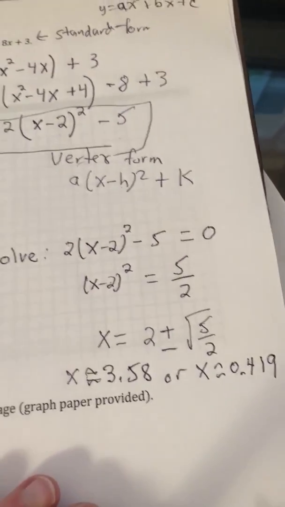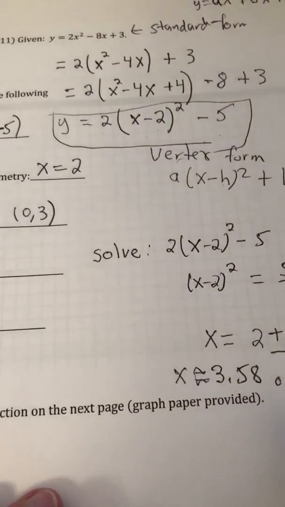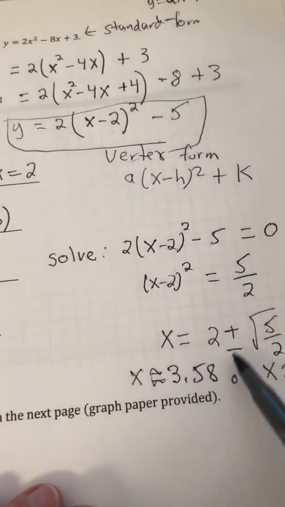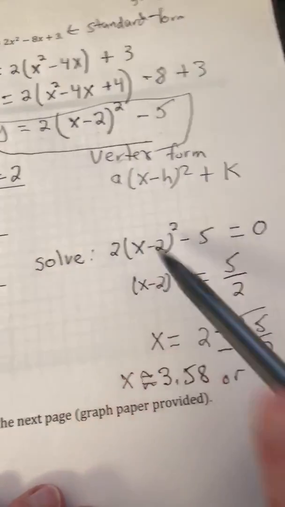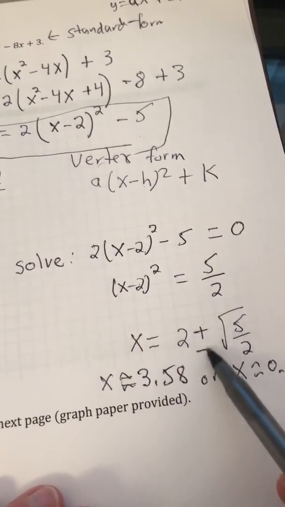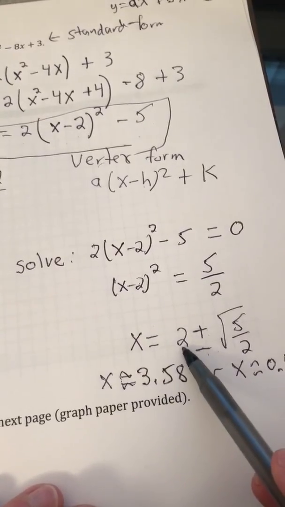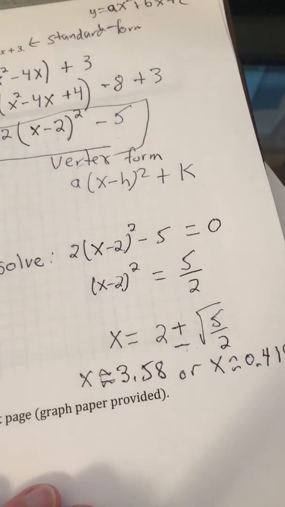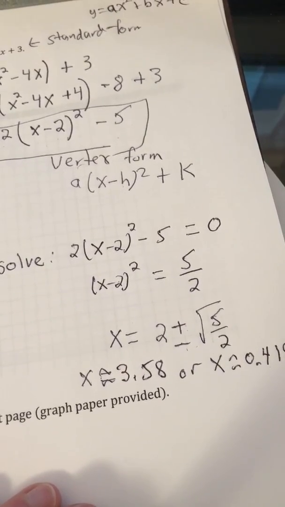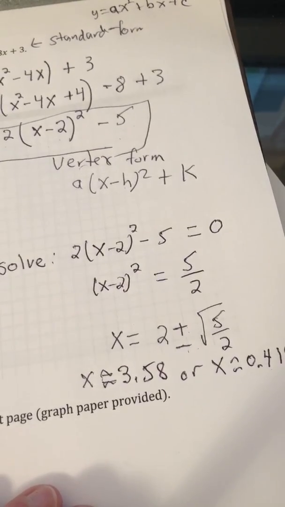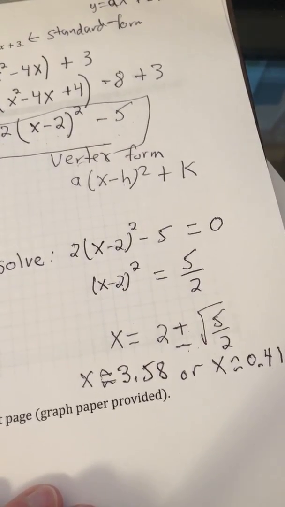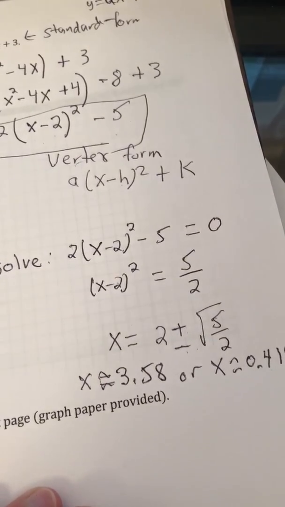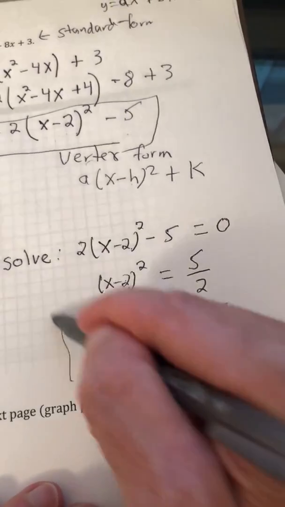Now what you should notice is that they're the same distance from 2. So we have the axis of symmetry, x is equal to 2. The x-intercepts are equally spaced around 2. One of them is 2 plus whatever the square root of 5/2 is. Remember, 5/2 is 2.5. The square root is about 1.58. So each of these x-intercepts are 1.58 away from 2, about. Okay, so those are the x-intercepts.